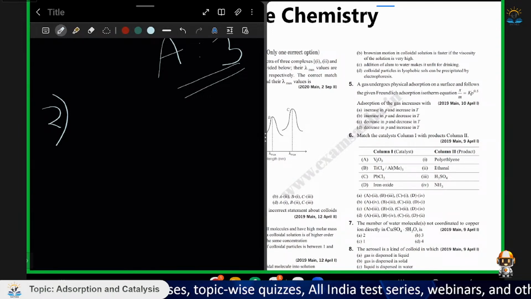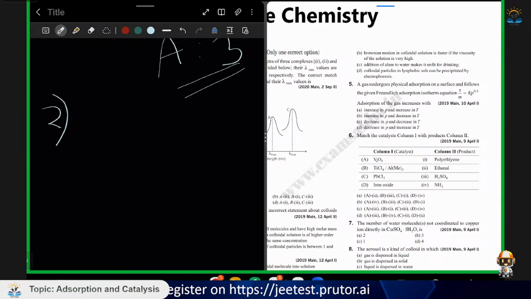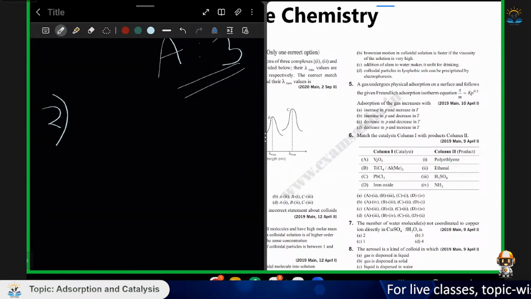To speak in a theoretical sense, if pressure increases, molecules get restricted, or they get forced to adsorb onto the surface. Speaking in a mathematical sense, in the equation if pressure increases, adsorption increases. I hope you understand the theoretical and mathematical. And temperature can only be explained in a theoretical sense. If temperature increases, your adsorption decreases. So option B.